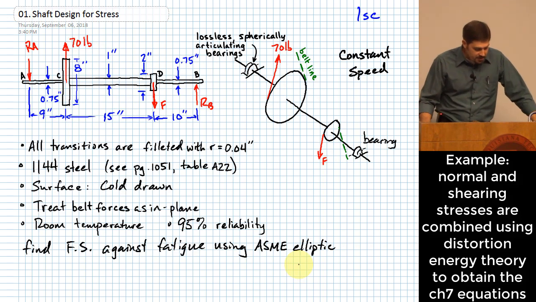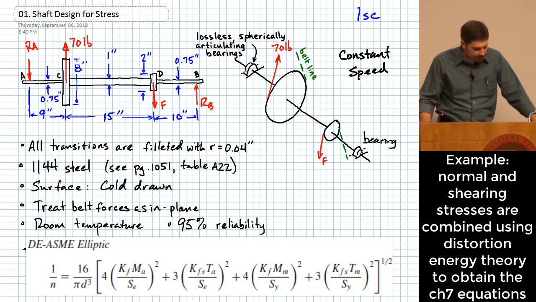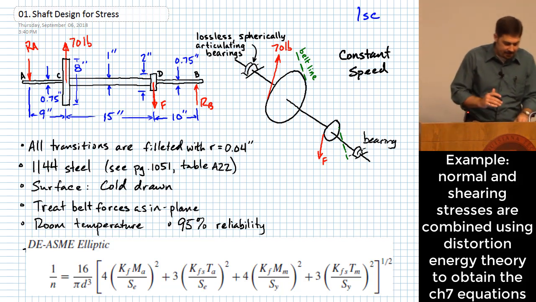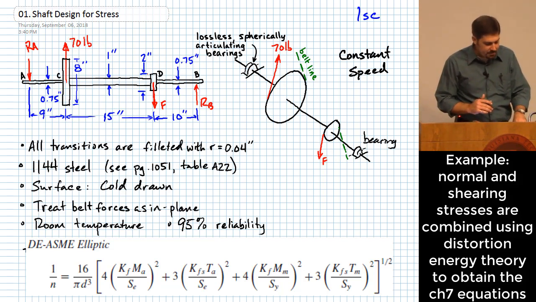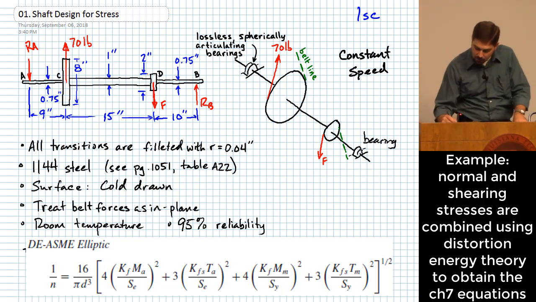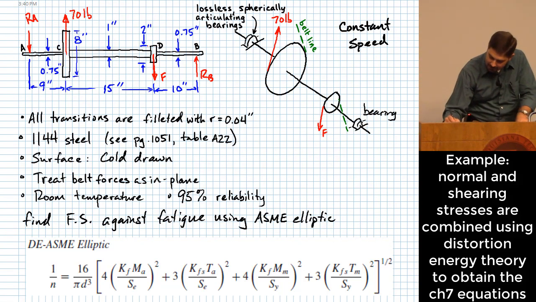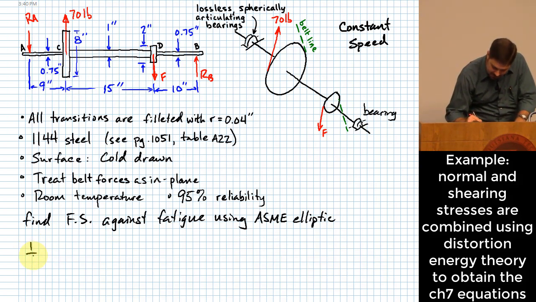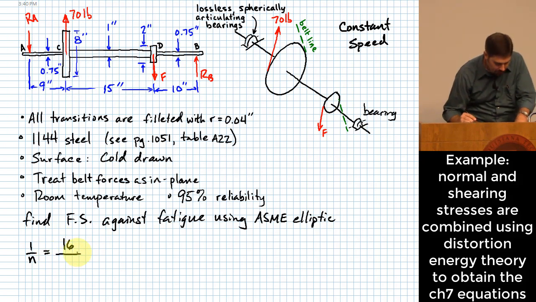All right, and what you see there is that there are two different formulations of the DE-ASME elliptic criterion. One of them doesn't exactly have it solved for factor of safety, which is letter N. Okay, this is again on page 361. It doesn't exactly have that formulated in terms of N. Instead, it has it formulated for 1 over N. Okay, well that's close, right? So I'm going to use this as my guiding equation for everything else that we do in this problem. And I'm just going to go ahead and write it up here real quick. This is the equation. 1 over N equals 16 over pi d cubed.